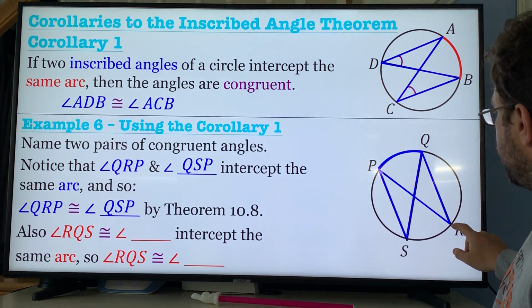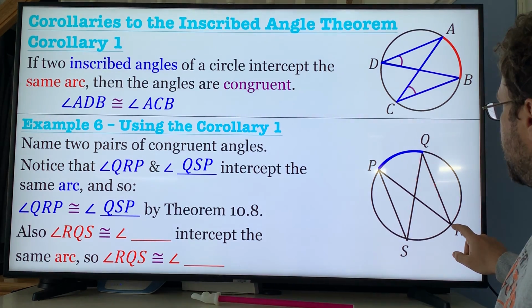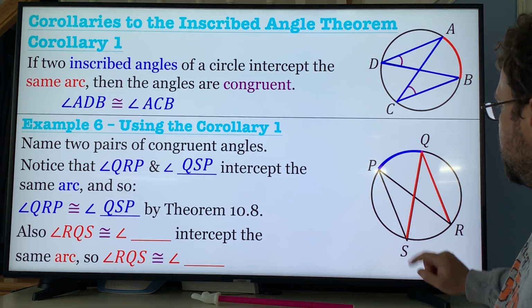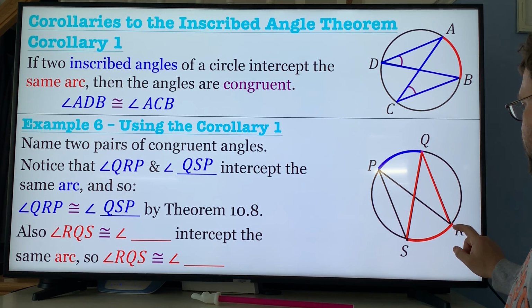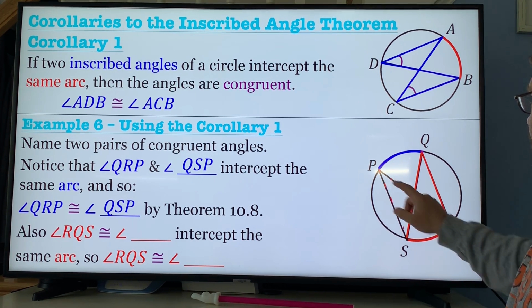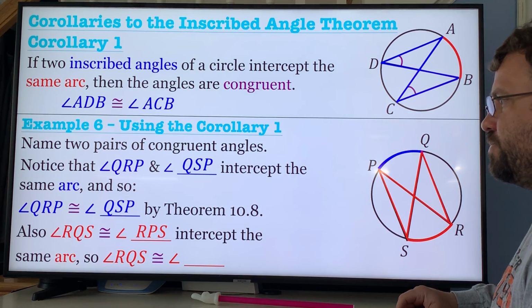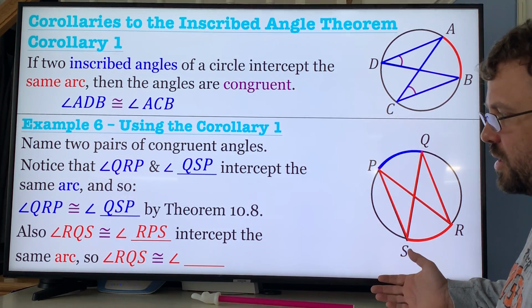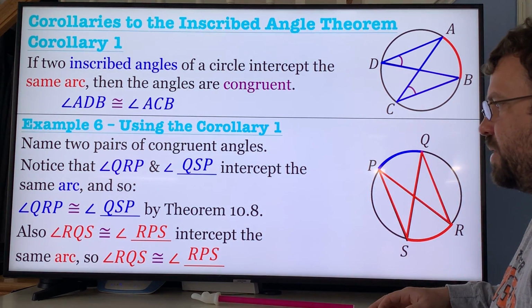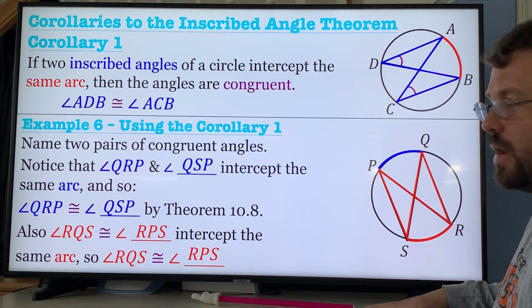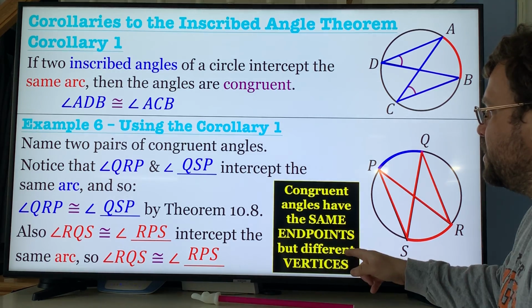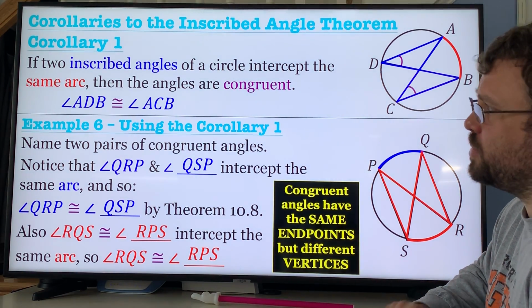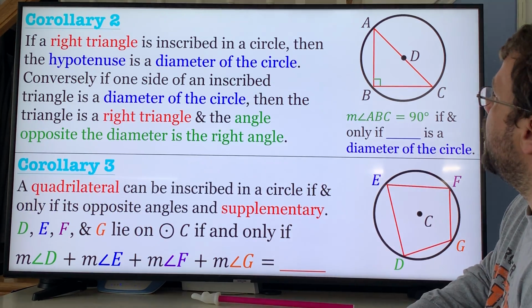And also, is there other two angles? Let's erase that, let's start over. RQS, what is that congruent to? Well, that shares arc RS, right? And what other angle shares that? RPS. Because the angles are congruent, the measures are congruent as well, right? Got it? Easy. Congruent angles have the same endpoints, but different vertices. Just explained that before.